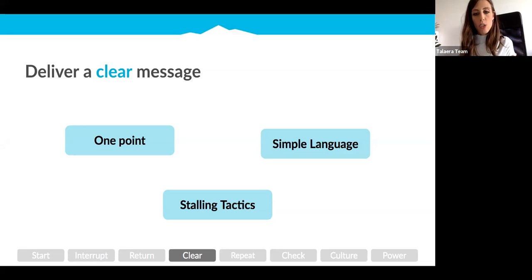And the other one is stalling tactics. I'll talk about that in a sec, but it's just when your mind goes blank, you're like, oh, what was I going to say? What can you do in that situation? You can find the word.